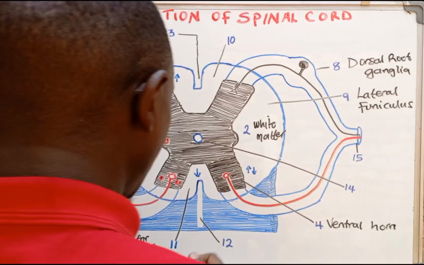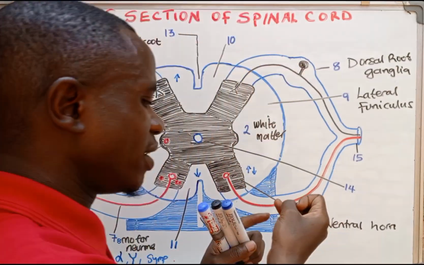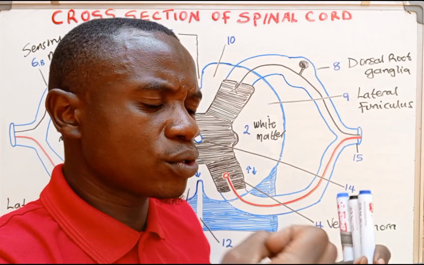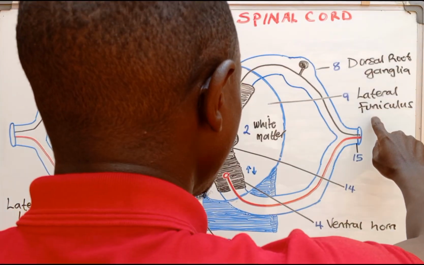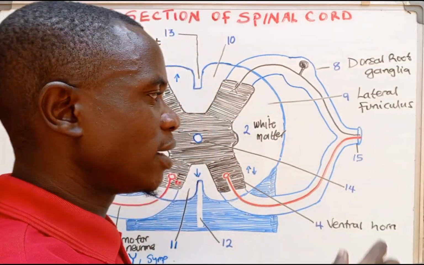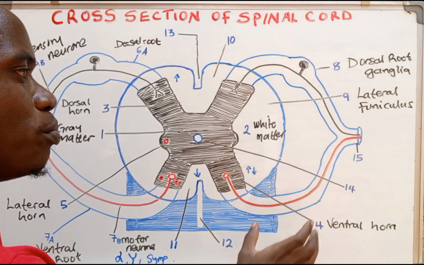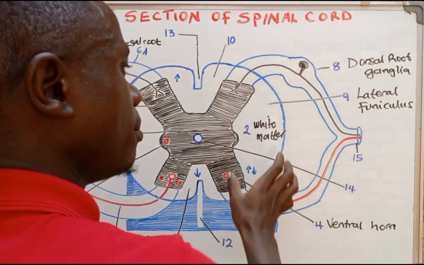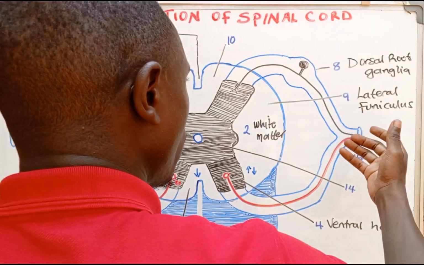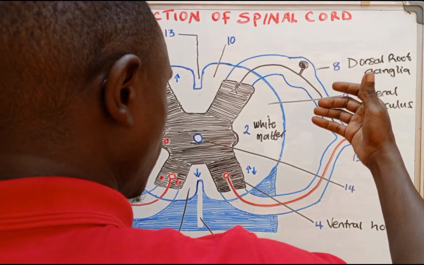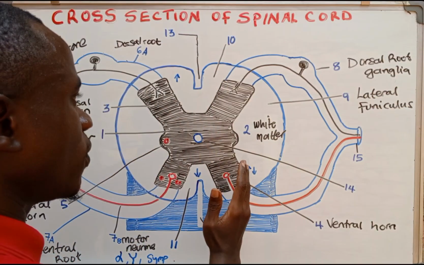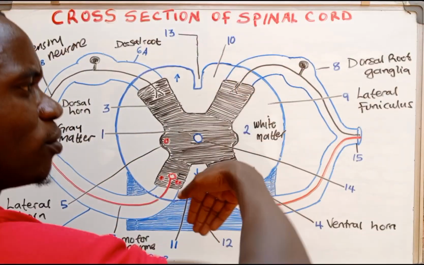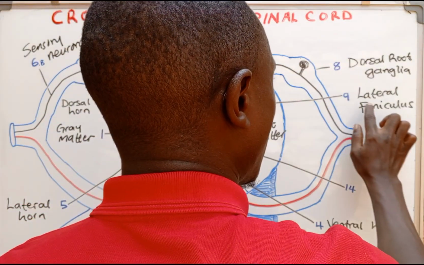Now when we look at this one, which we are calling the lateral funiculars, we are going to have the spinothalamic tract, and also the spinocerebellar tracts. All these tracts are moving both up and down, okay? The spinothalamic is more sensory, and the spinocerebellar is more motor. Of course, sensory is moving up, and motor is moving down. As simple as that. So now this is the lateral funiculars.